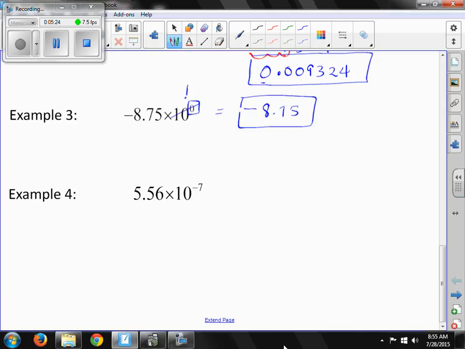Example 4. 5.56 times 10 to the negative 7 indicates that I will be moving the decimal 7 times to the left. Here's the first time. I'm going to have to add 1, 2, 3, 4, 5, 6 zeros to be able to move it 1, 2, 3, 4, 5, 6, 7 times. So in standard notation or decimal notation, it'll be point 1, 2, 3, 4, 5, 6 zeros, 5, 5, 6, and I will add the leading 0 in the front.